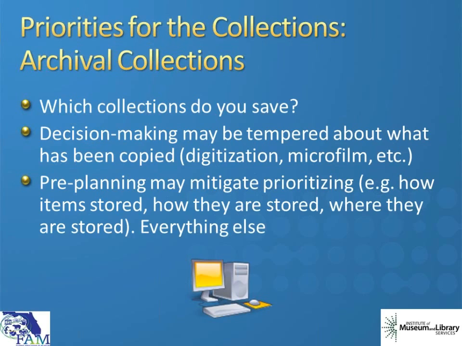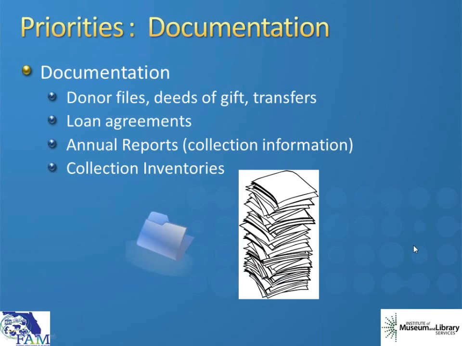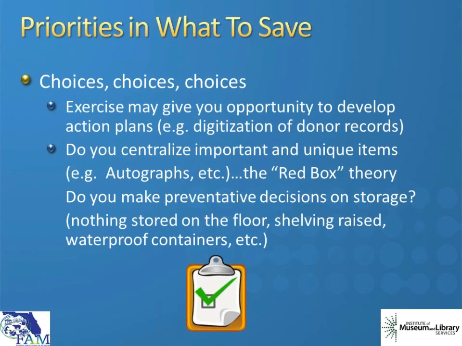Pre-planning might mitigate your prioritizing. In other words, where are the items stored? How are they stored? And where are they stored? In terms of documentation, I've already mentioned that the priority might be to preserve those kinds of records: donor files, deeds of gift, transfers, loan agreements. Annual reports can be very, very important because within annual reports, you generally report kinds of gifts and types of collection you had. For archives, of course, collection inventories, lists of the material. Some of the collection inventory may only exist in your repository. There are choices and choices and choices.